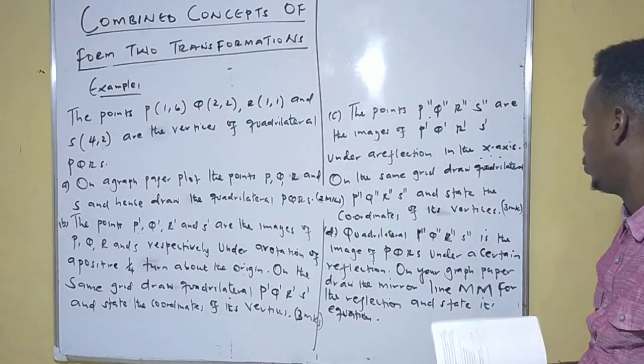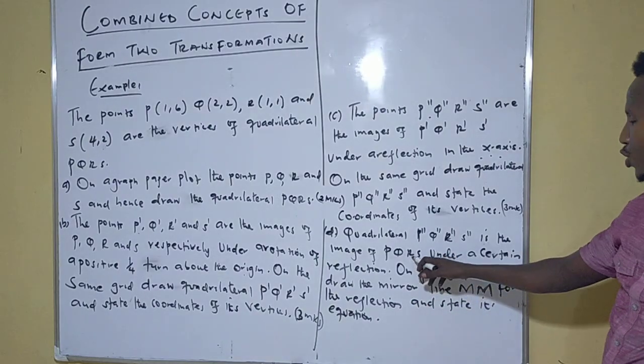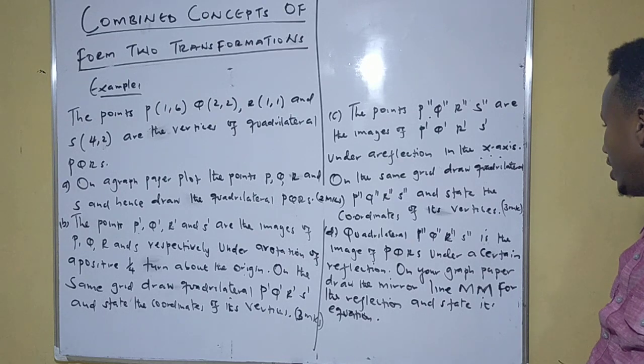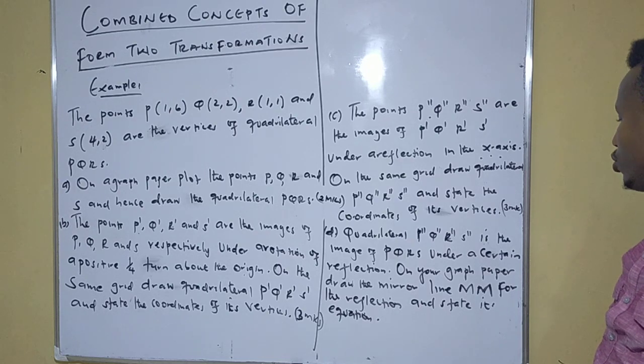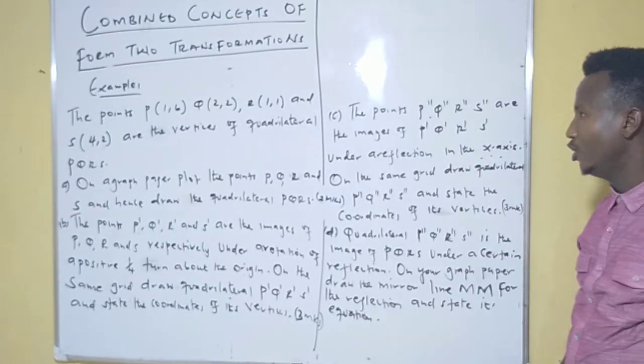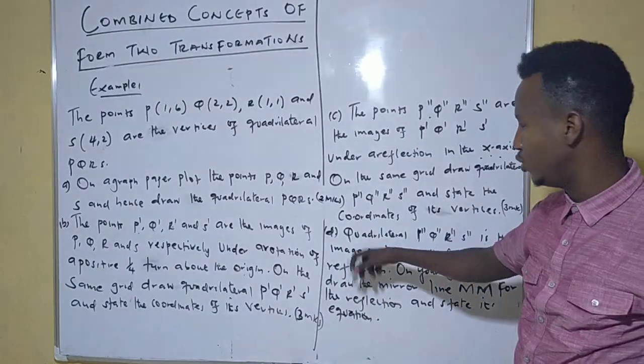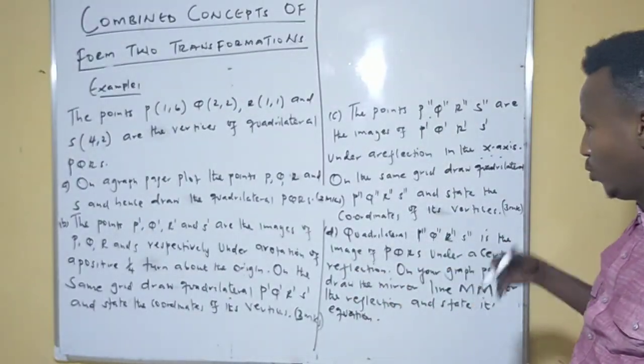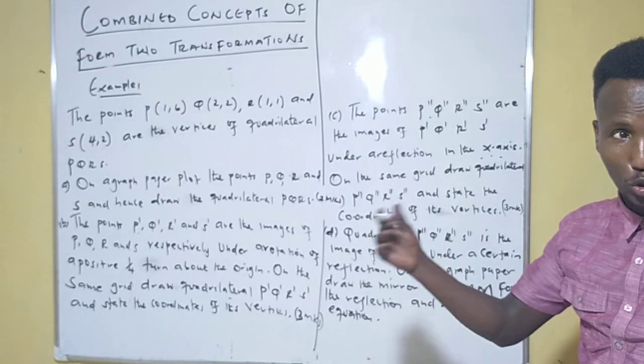Is the image of PQRS object under a certain reflection? On your graph paper, draw the mirror line MM for the reflection and state its equation. I will solve question D in two ways. One I will give you in statement form. The other one I will also solve for you on the board.